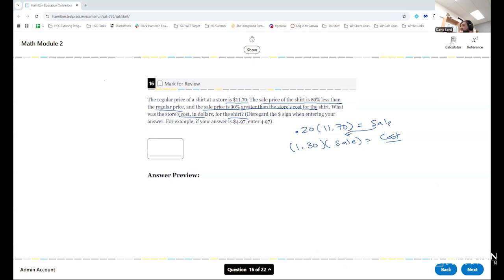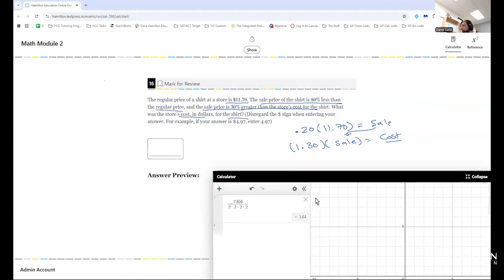So let's open up Desmos. All right, and we're going to do 0.2 times 11.70, which is 2.34. And I can write that down, but we just need to times that by 1.3. I'm going to times that by 1.3 while I have it open. And then we're left with $3.042. So what should we do in this case when we have a decimal for the dollars, right?